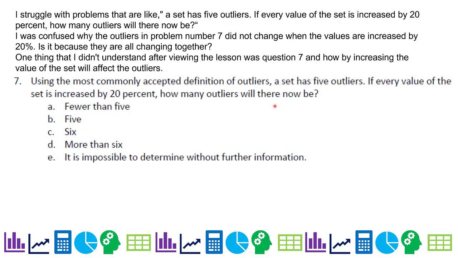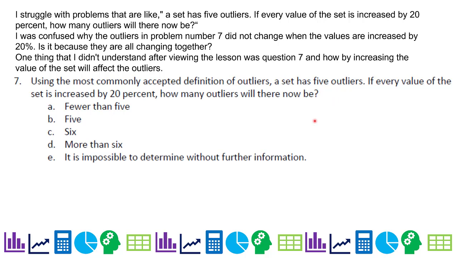Number 7. So this one throws a lot of people off. A set has 5 outliers. If every value is increased by 20%, how many outliers will there be? I was confused why the outliers in problem 7 did not change when the values are increased by 20%. Okay, so I had several that said, I don't understand this one. So using the most commonly accepted definition of outliers, a set has 5 outliers. If every value in the set is increased by 20%, how many outliers will there be?